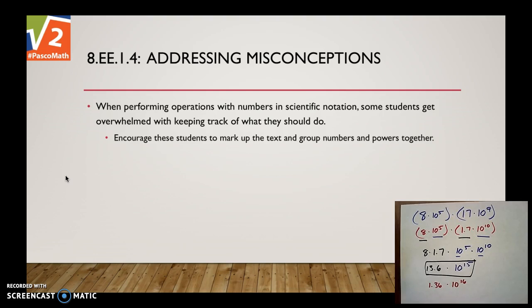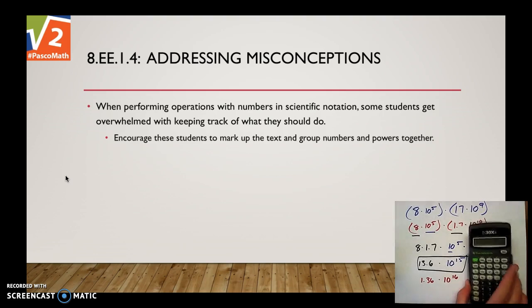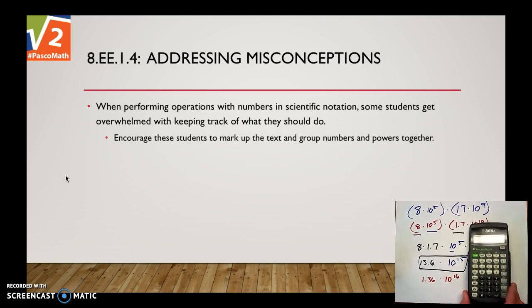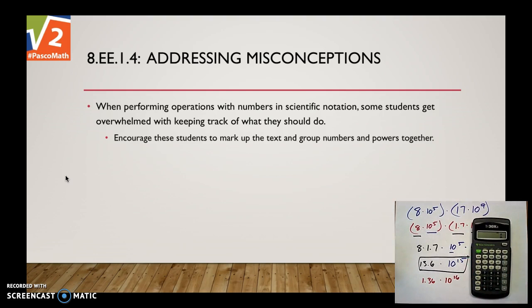And just to check the work, to make sure I'm right, I'll use our FSA approved TI-30XA here. I'm using that because the standard talked about interpreting scientific notation that's been generated by technology. If I just type in the problem, 8 times 10 to the 5th times 17 times 10 to the 9th, I get this 1 and 3600ths and then the 16.